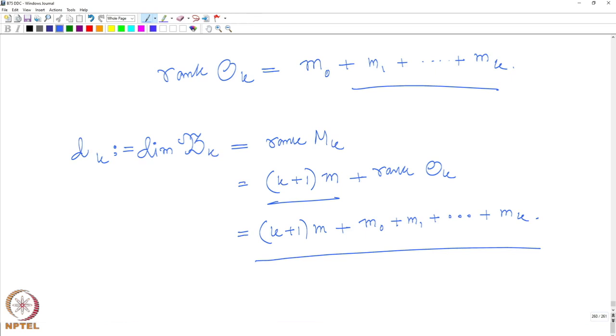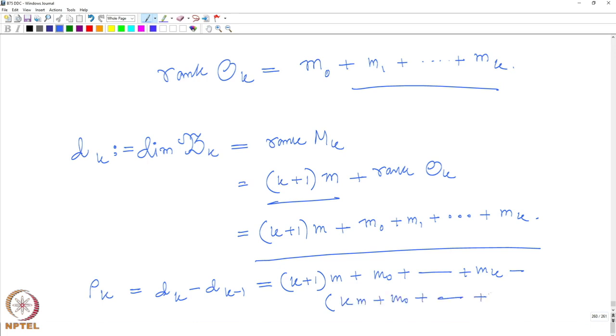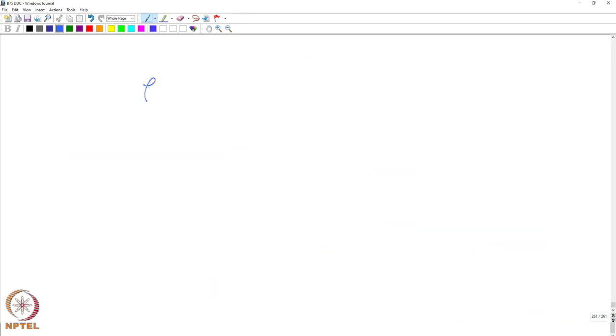Now, what is rho k then? Rho k is equal to d k minus d k minus 1, which is k plus 1 times m plus M0 up to M k, minus k times m plus M0 plus dot dot dot up to M k minus 1. When you subtract, all of those terms cancel out, and we are left with rho k equal to m plus M k. Great, no?